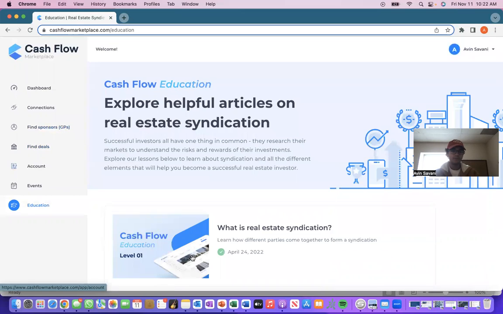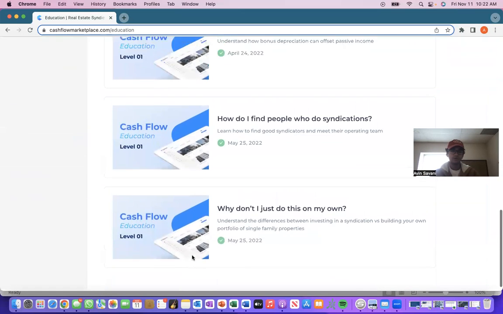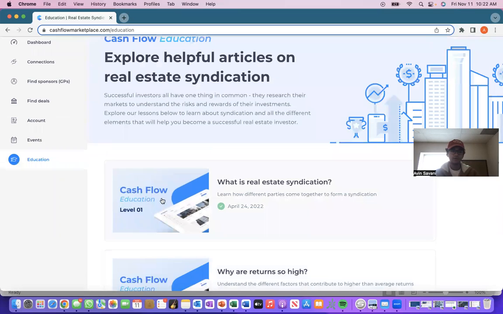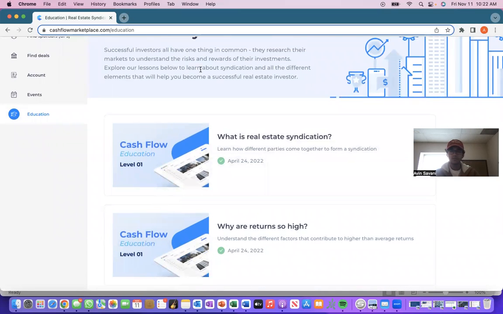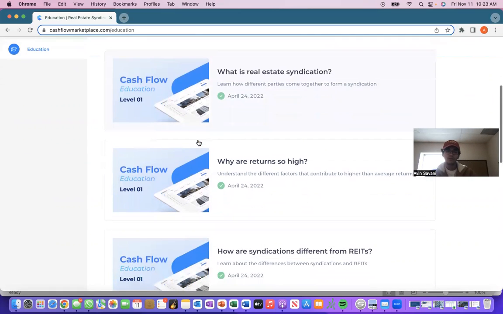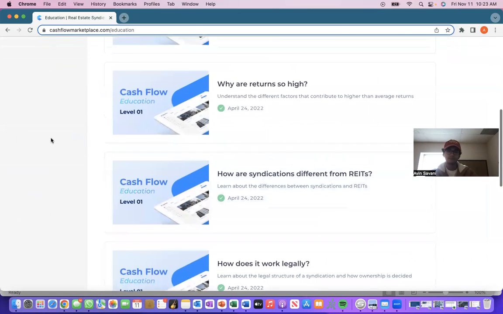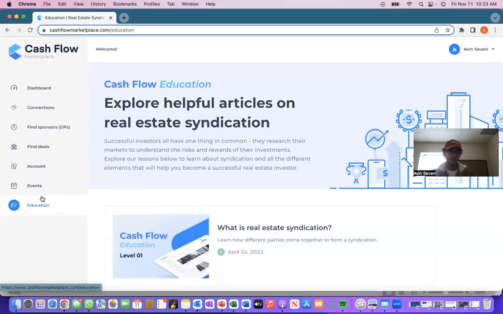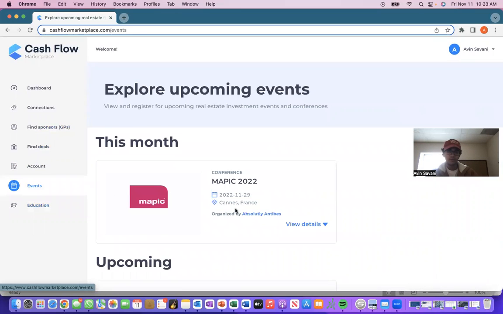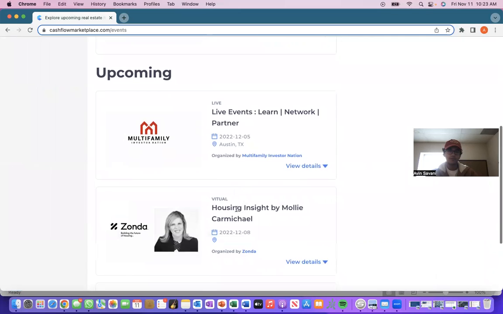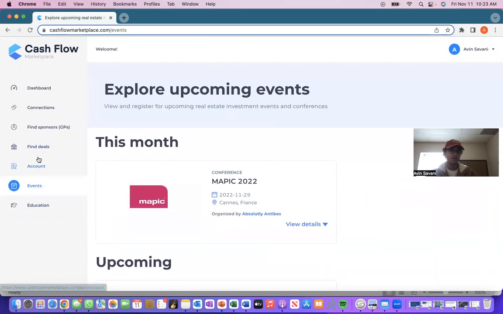So they have a few educational articles here about what a syndication is. If you're not familiar, it's essentially sourcing capital from limited partners, putting that into your model, and distributing that out as the years go by. So it's kind of cool. Obviously, it's different from a real estate investment trust, but they also have events that come up all over the world. So that's pretty cool.